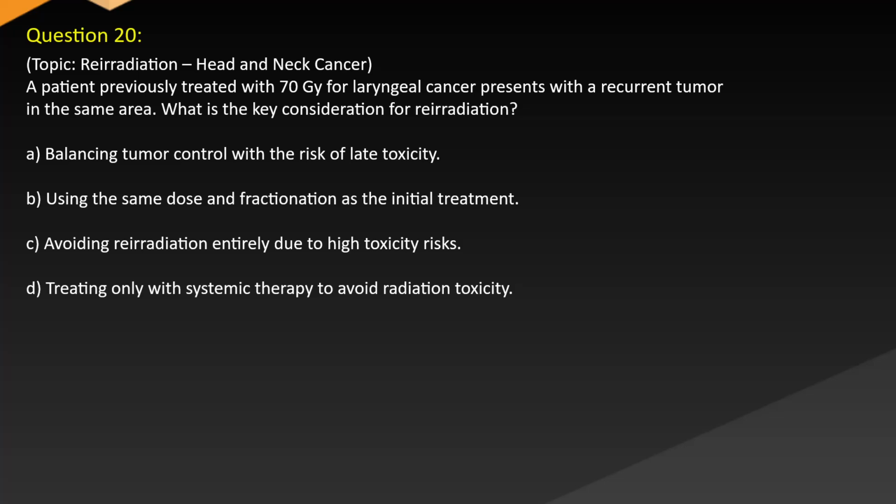A. Balancing tumor control with the risk of late toxicity. B. Using the same dose and fractionation as the initial treatment. C. Avoiding reirradiation entirely due to high toxicity risks. D. Treating only with systemic therapy to avoid radiation toxicity.